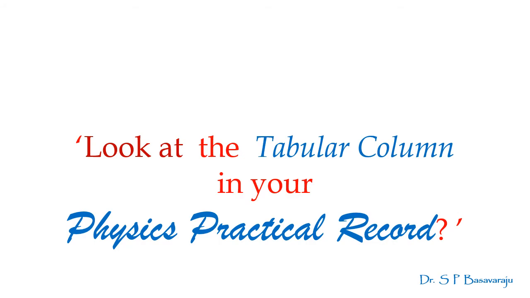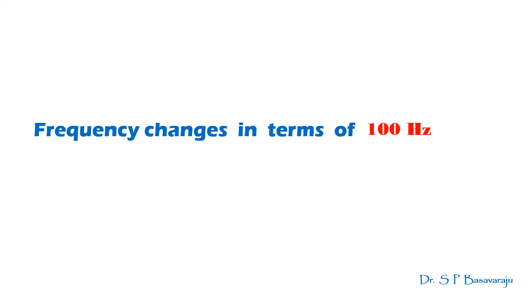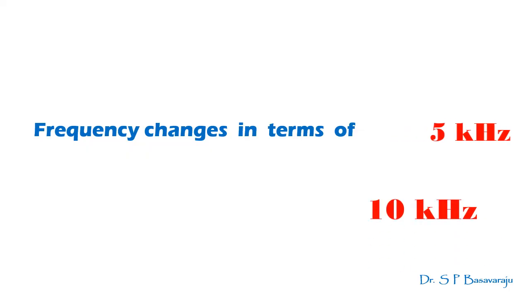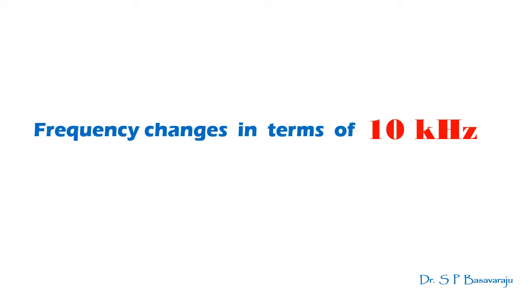Now you must keep the tabular column page in your practical record open in front of you. As you glance through the listing of frequencies in it, you will see in the beginning that the frequency changes go in smaller steps, such as 100 Hz or maybe 500 Hz. As you progress into higher values, the frequency starts making longer strides of no less than 1 kHz. In fact, if there is any reason to continue further, then it would require hopping the frequency changes in gaps of 5 kHz and then even jumping through 10 kHz every time. That's the nature of the dependence of LCR circuit current on frequency.